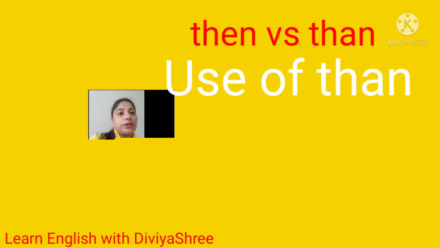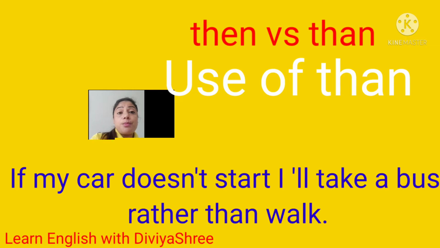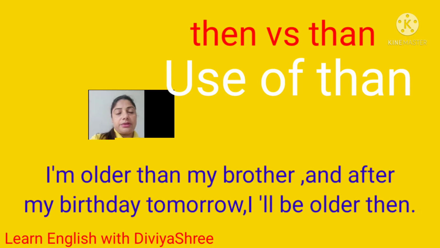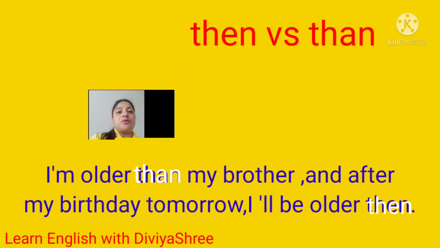Now in the same way, if you say, "If my car doesn't start, I will take a bus rather than walk." Here again is a kind of comparison, rather than walk. So here THAN will come, not THEN. Now let's see another example. "I am older than my brother." And after my birthday tomorrow, "I will be even older than." Friends, the first is THAN and the other is THEN.